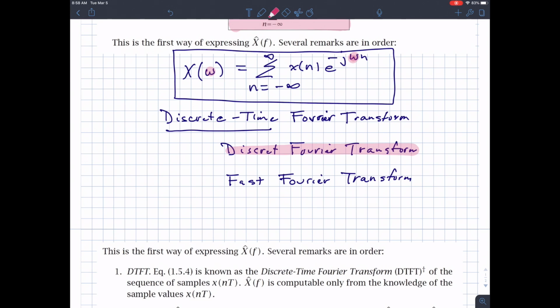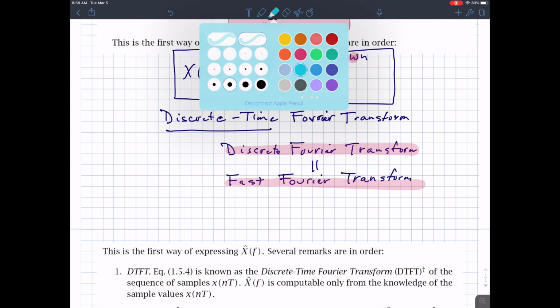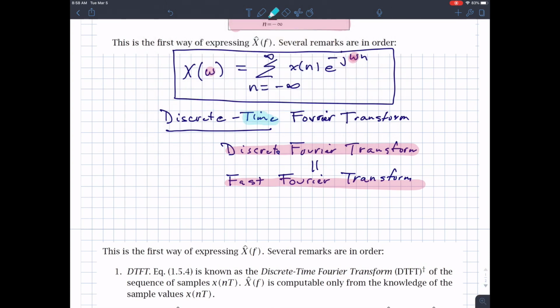And then it also, the fast Fourier transform is just a fast algorithm way of implementing the discrete Fourier transform. So a fast Fourier transform is sometimes used synonymously with the discrete Fourier transform. Okay, so the key difference in the wording is this extra qualifier, time. Discrete time Fourier transform is what we're going to be talking about right now.